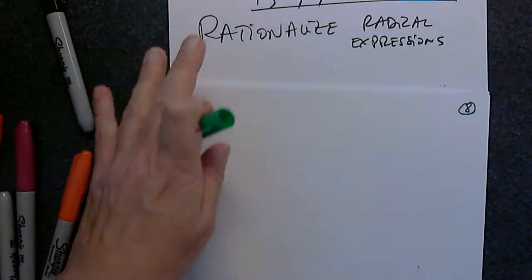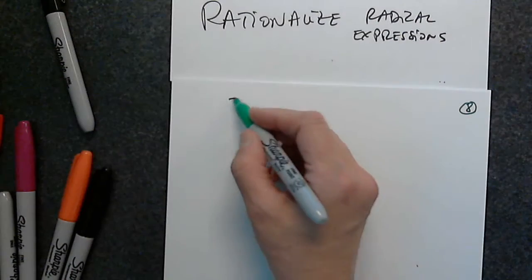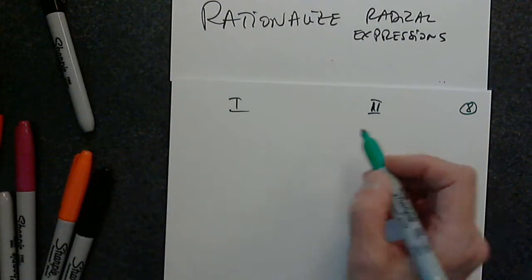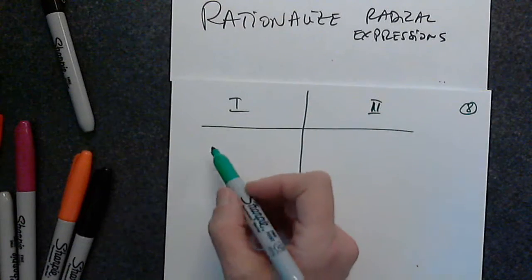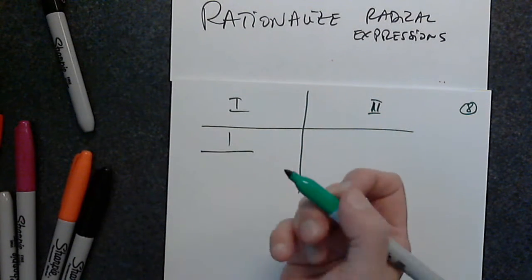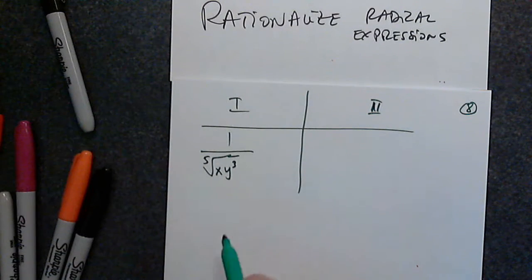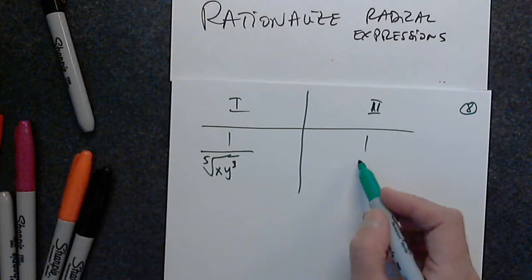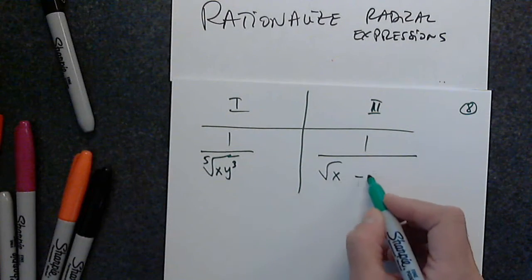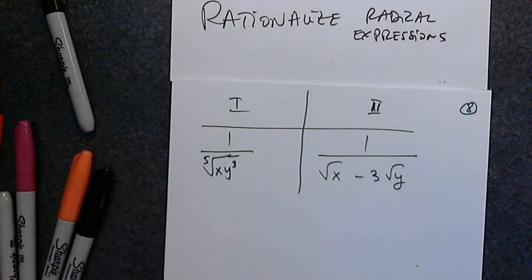Okay, perfect. So one situation is when we have only one term in the denominator, like, let's say, the fifth root of x y cubed. Just one term. But the other situation is when I have the square root of x minus 3 the square root of y. I want you to see the difference. And then we will discuss each case. The first one has only one term in the denominator, not a sum of terms, not a sum of radicals. The second one has a difference of radicals.